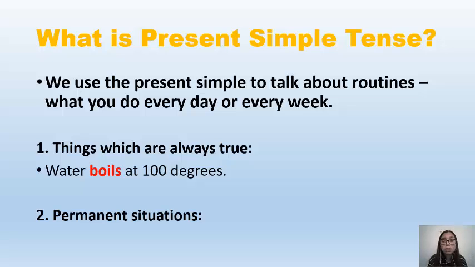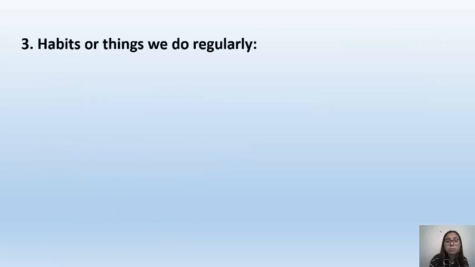We also use it to talk about permanent situations. If you talk about the place where you live, that is something permanent. If you talk about your job, or the things you like and dislike, well, that's connected to likes and dislikes. But if you talk about the place where you live and the job you have, you use the present simple because it's a permanent situation. Julie lives in London.